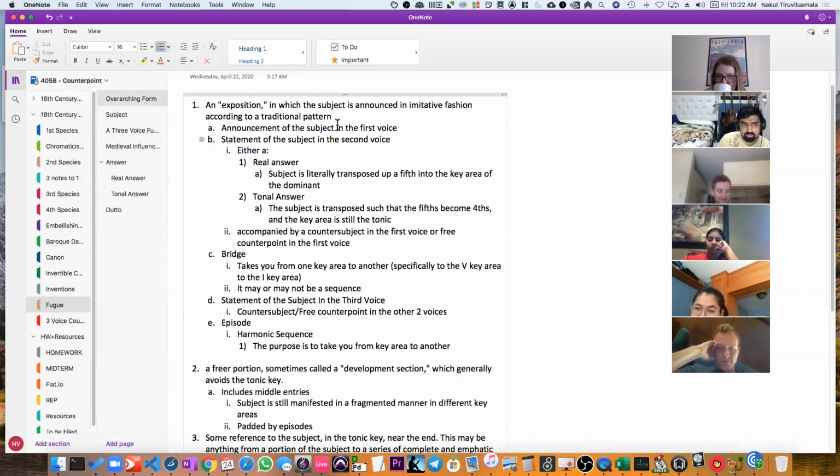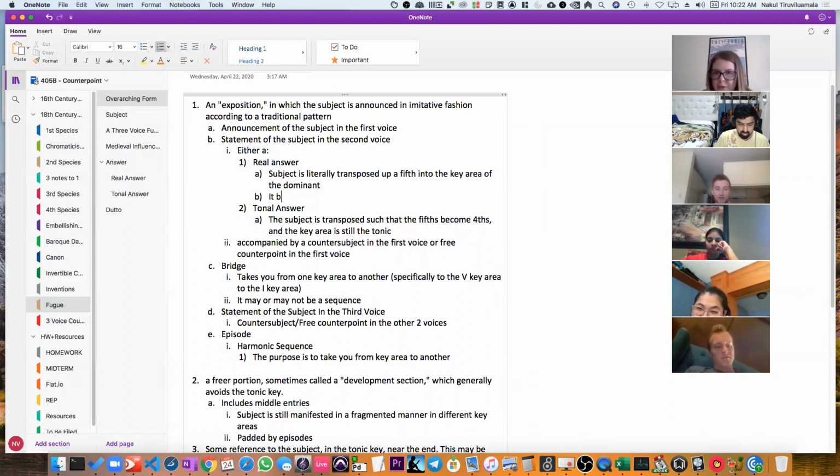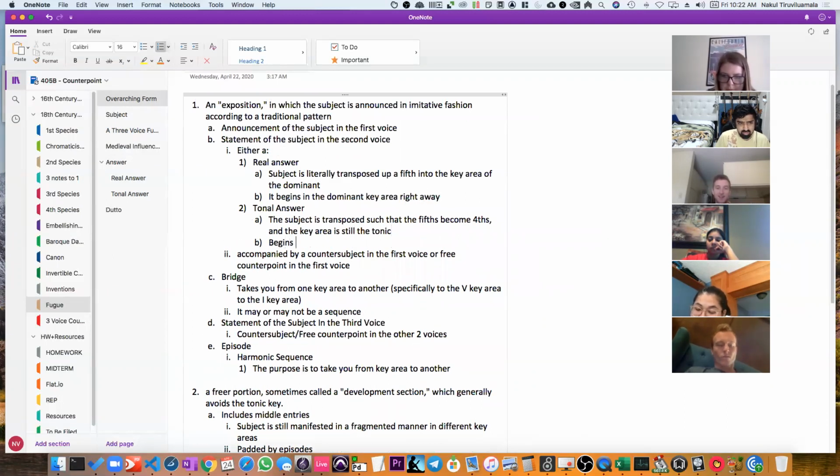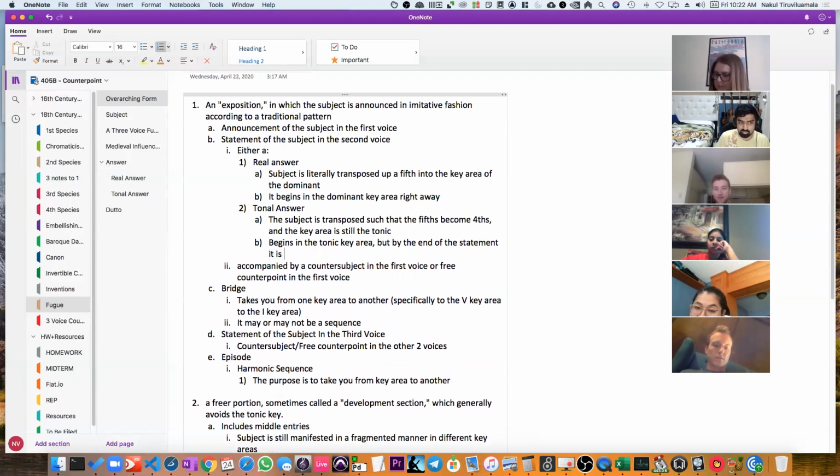So we have the subject, we have the statement of the subject in the second voice. It could be a real answer or it can be a tonal answer. And I guess I'll add this information right here. A real answer begins in the dominant key area right away. The tonal answer begins in the tonic key area by virtue of the fact that the fifth becomes the fourth, or the fourth becomes the fifth. But by the end of the statement, it is in the dominant key area. Okay?